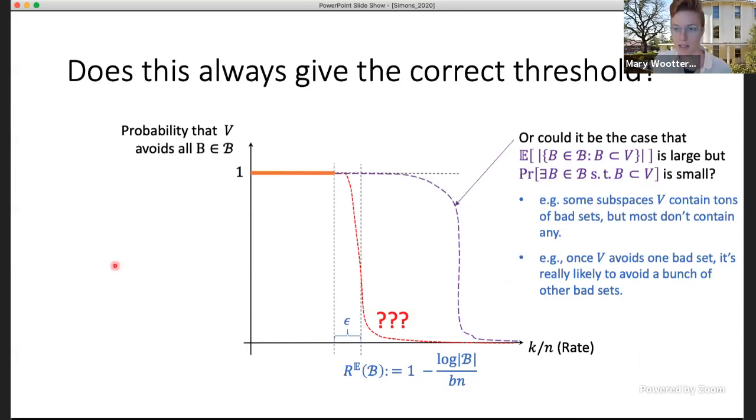So going back to this slide, the answer to this question, does this always give the correct threshold, is no. In fact, it can be the case that the expected number of bad sets is large, but the probability that there's any bad set is still small. So this can happen. Okay. Did that example make sense?